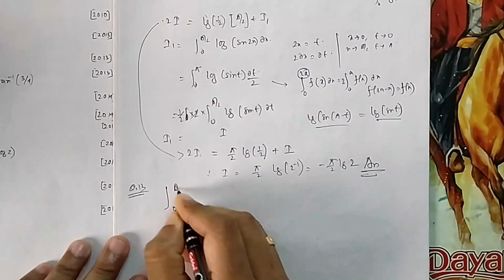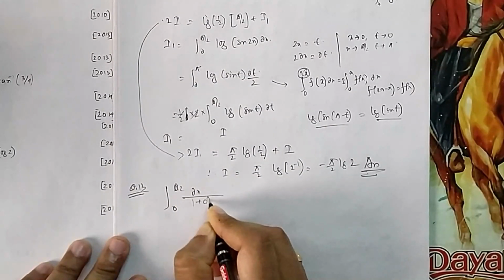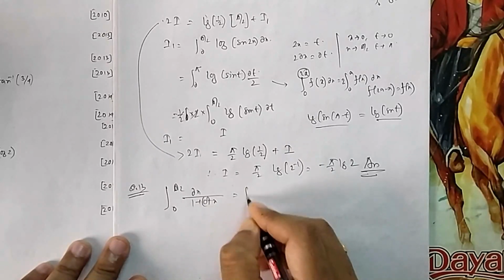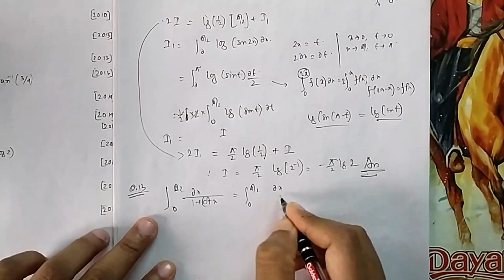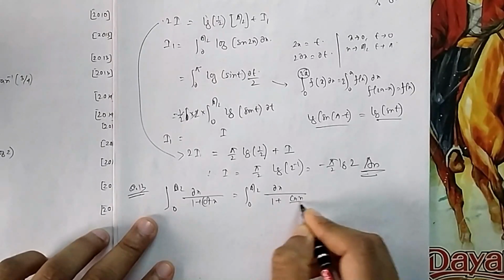Question 13 is the integral 0 to pi by 2 of dx by 1 plus cot x. Now it will look exactly like your question number 10 or 5. If I change cot to sin and cos, then it is cos x by sin x.